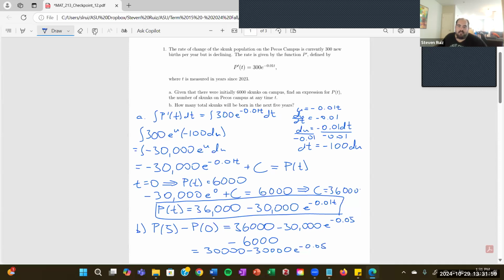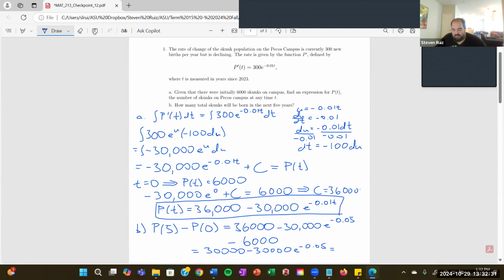So I'm going to calculate this, but while I do, one thing I want to point out is that in the setup of the question, we were told that there were 300 new births per year, but that rate was declining. So if there were 300 births per year and that was a constant, we would expect there'd be 1,500 skunks born, right? But that rate's declining. So maybe we'd expect a little bit less than 1,500 skunks to be born. So let's see how we do with that.